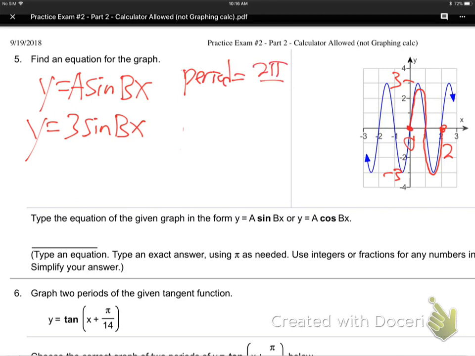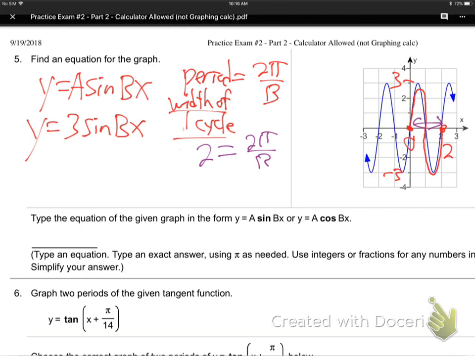Period is 2 pi over b. Remember the little period formula? What is period? Width of one cycle. So how wide is one cycle? Well, it goes from 0 to 2. So the width of one cycle is 2. The period is 2. It's the width of a full cycle, and that's equal to 2 pi over b.